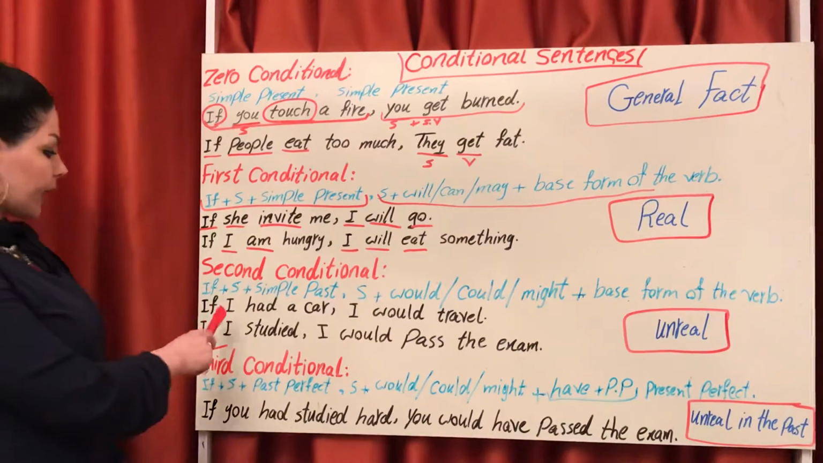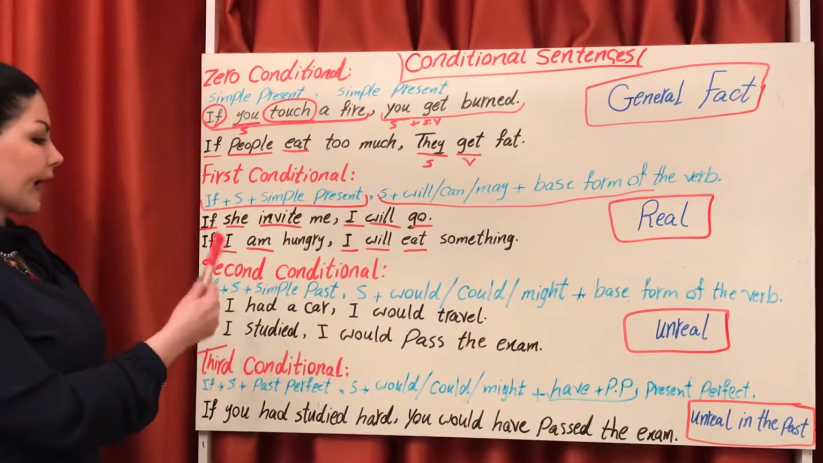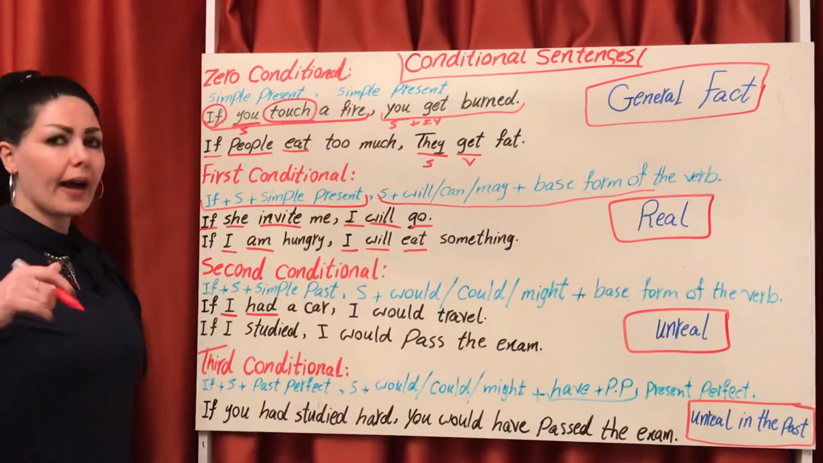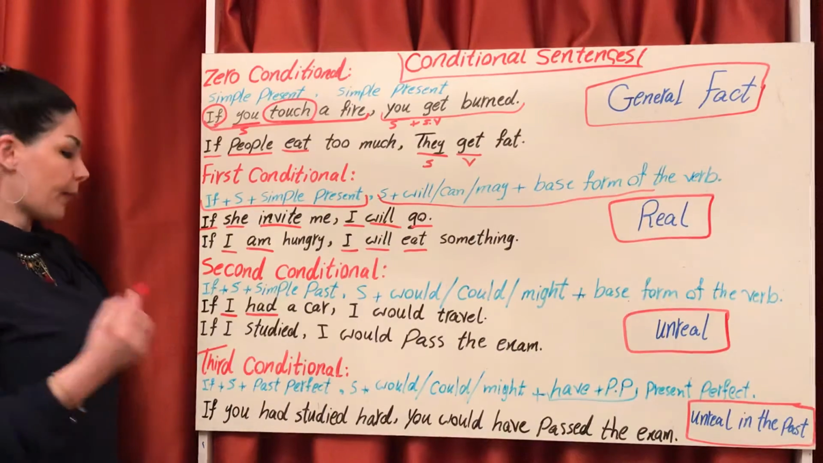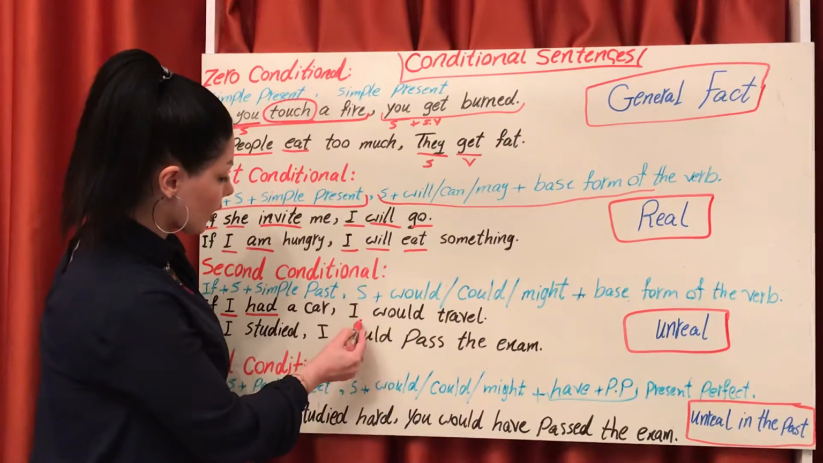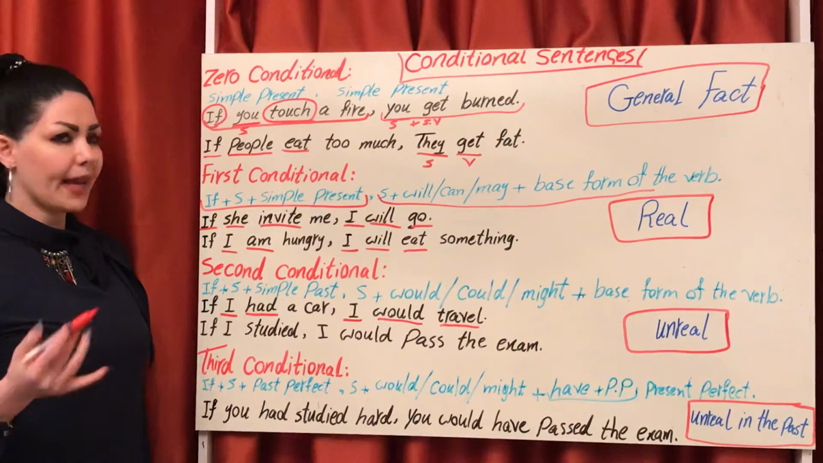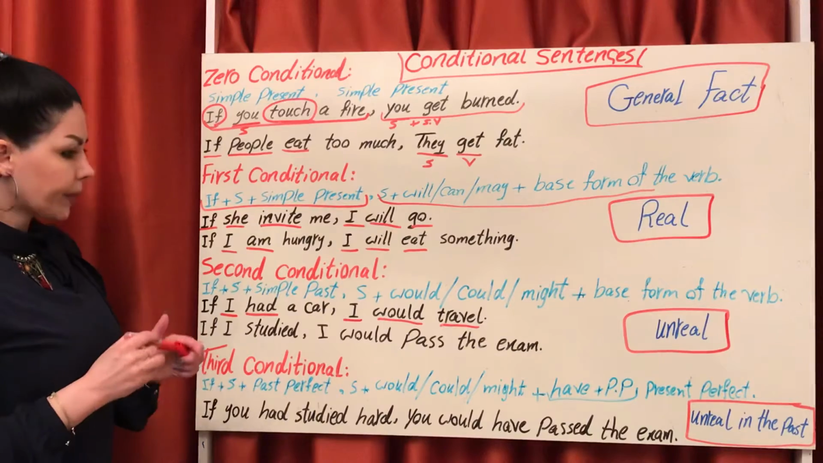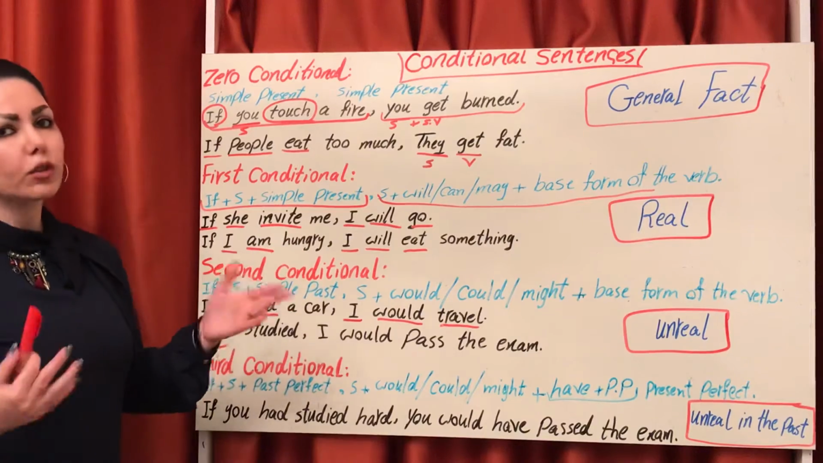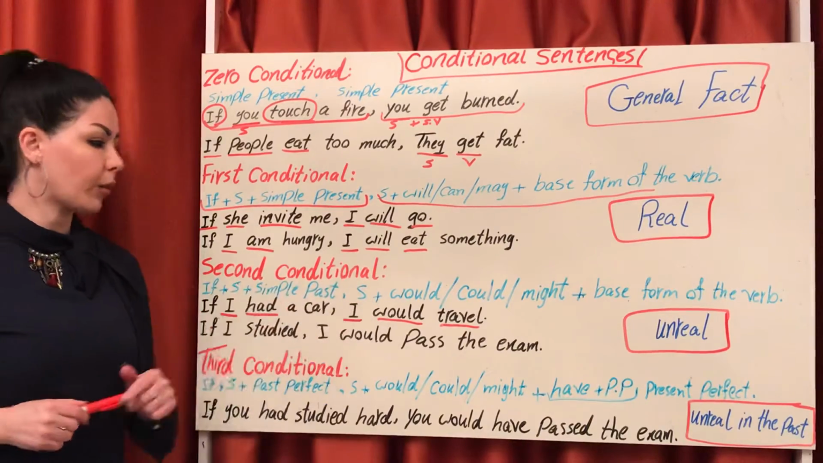Now an example. If I had a car, I would travel. If I had a car, if plus subject, simple past, have is present, had is past. If I had a car, I would travel, subject, would, base form of the verb. I would travel, I could travel, I might travel. All of them are correct. So, if I had a car, I would travel.